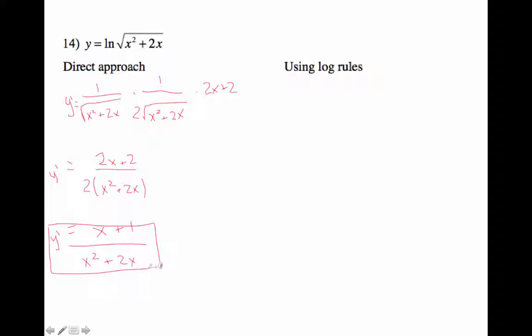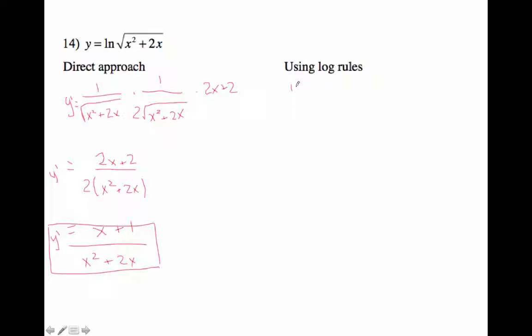Now, was it a pain to do it directly? It depends on your definition of a painful derivative. If you go one step at a time, it's not too bad, but I can see some people getting confused by the multiple chains going on and the multiple chain rules that need to be done. So instead, why don't we use the log rules?